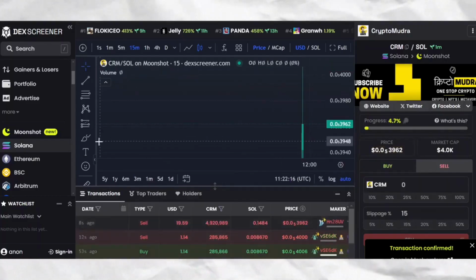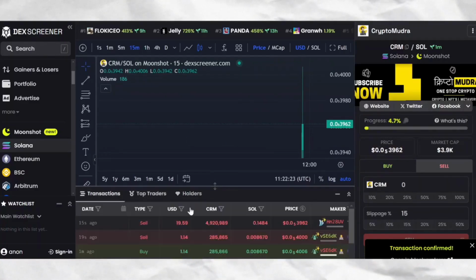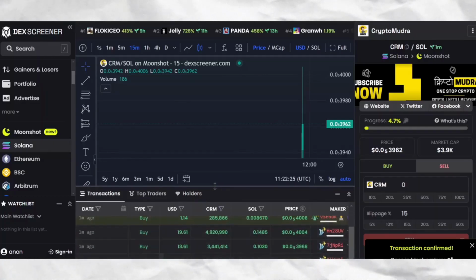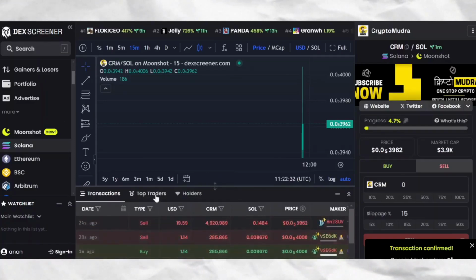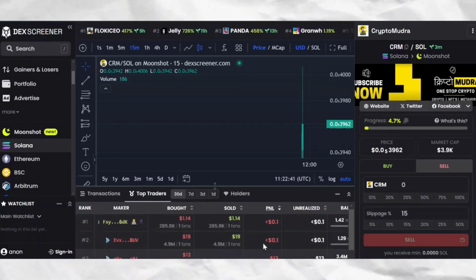Okay, now two people have sold it. They will go on buying and selling like this, even if the list of holders is not updated yet. Okay, so this is how it keeps happening. See, right now, this guy sold it for $130, $13, and this guy with 19 probably sold it. Okay, if you see the top traders, then this guy bought at 1.14 and sold at 1.14, so there is not much profit. So according to this, you can create your own cryptocurrency without coding anything.